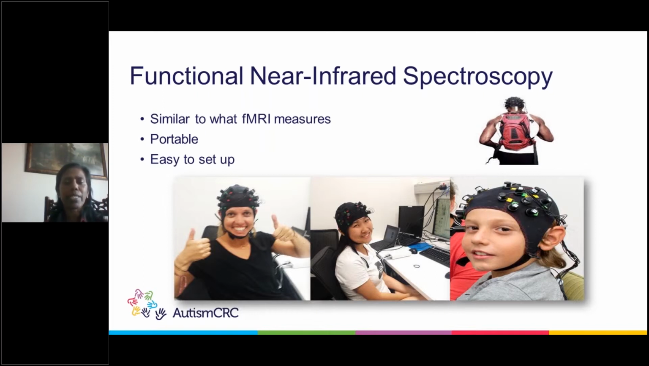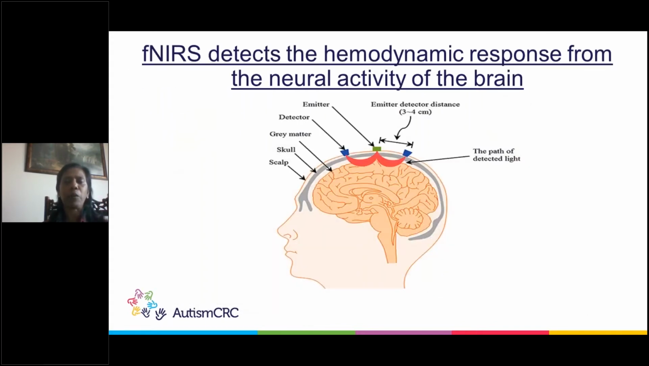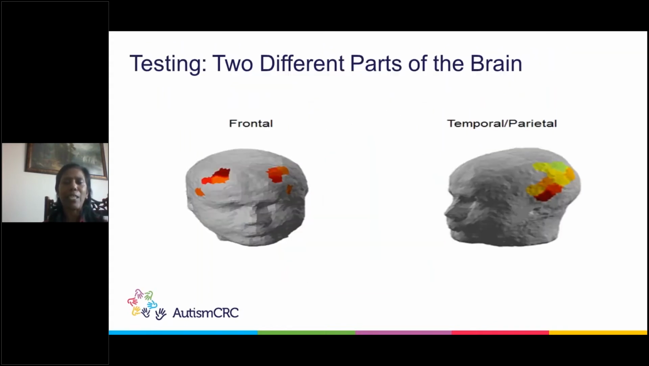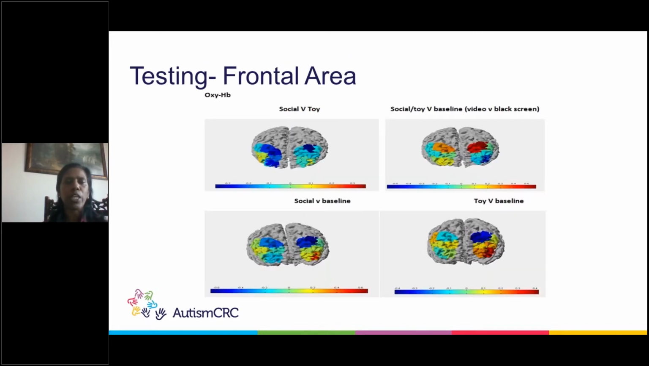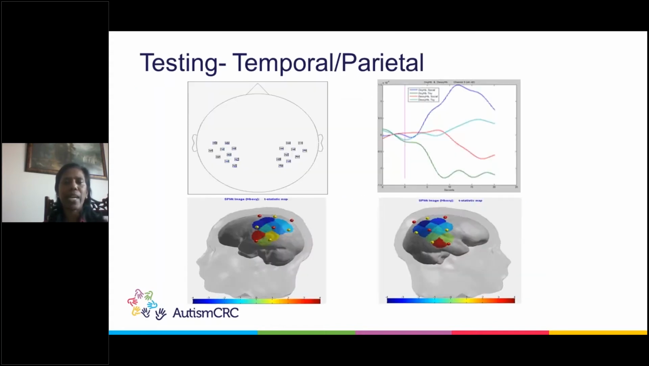It's portable. It is easy to set up. You don't need to go into big MRI machines, but we can get to see what the hemodynamic activity of the brain is like. So here you're seeing that red activation of the frontal areas, and the red means more activity, and then the temporal frontal area. So social versus toy, we can see what area of the brain is being activated when children are watching this on the screen. And that's the temporal parietal area lighting up, and they're seeing the object toys.